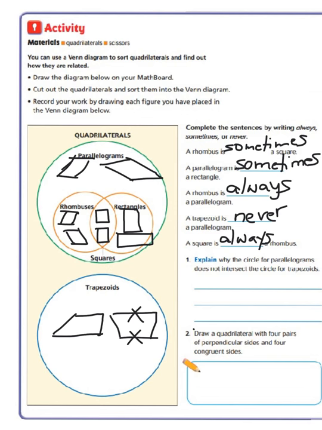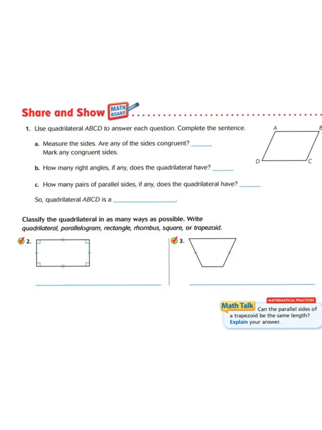And then we're going to skip number 2 where it says to draw a quadrilateral with 4 pairs of perpendicular sides. We're going to jump over and do number 1, 2, and 3 under share and show. All right, so let's take a look at our share and show. It says to use quadrilateral A, B, C, and D to answer each question.